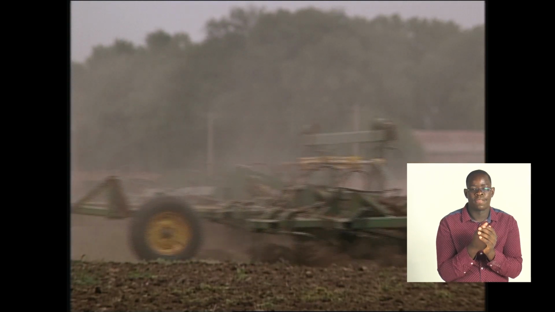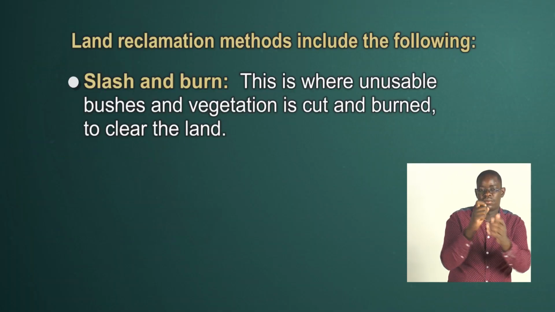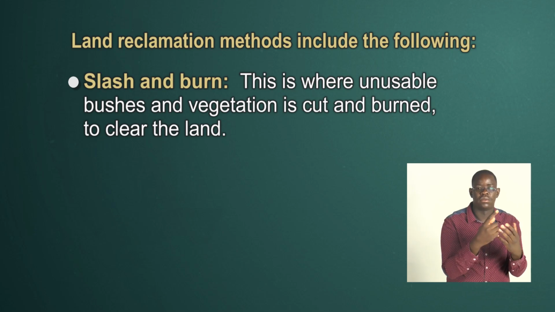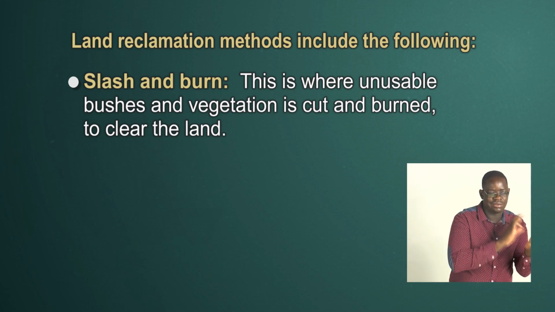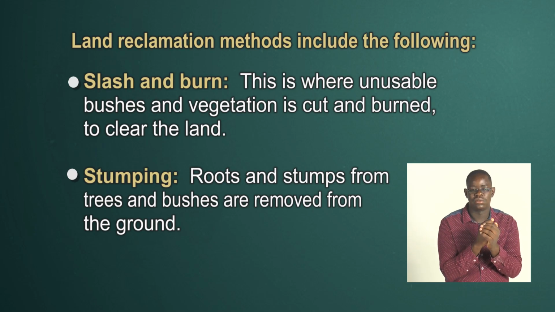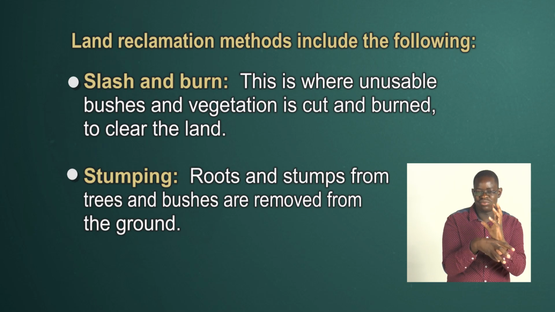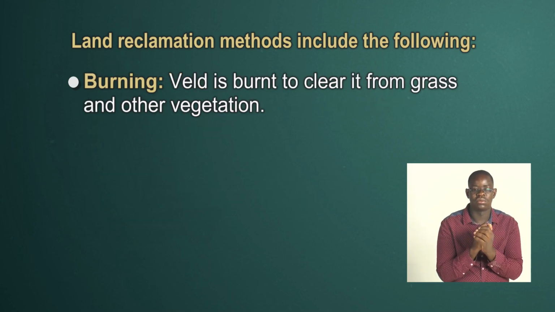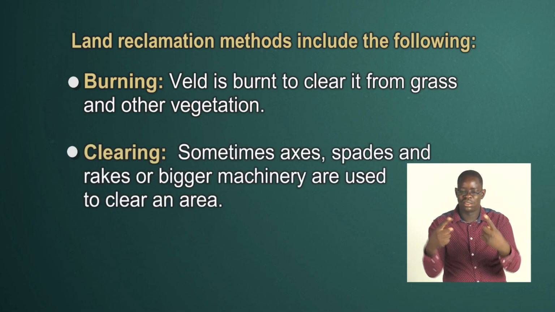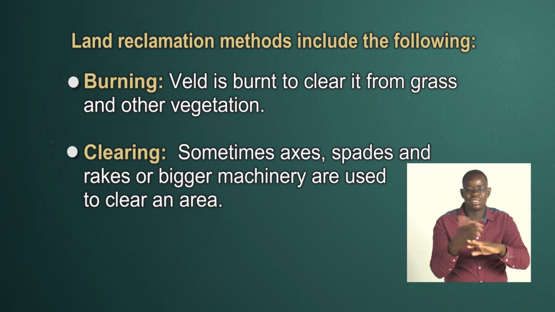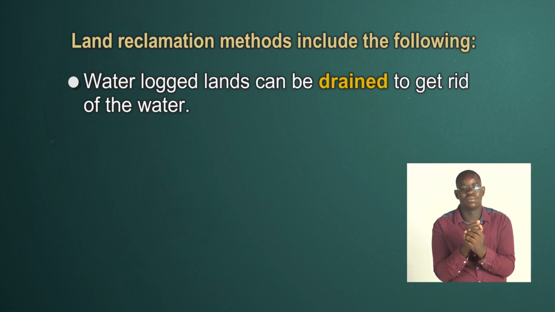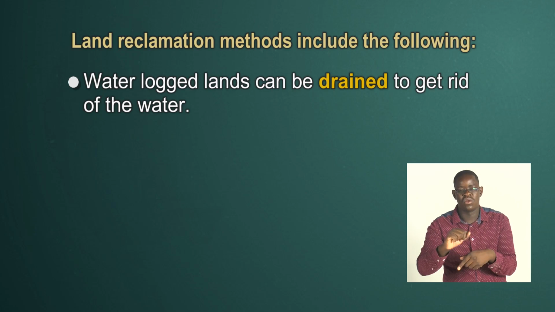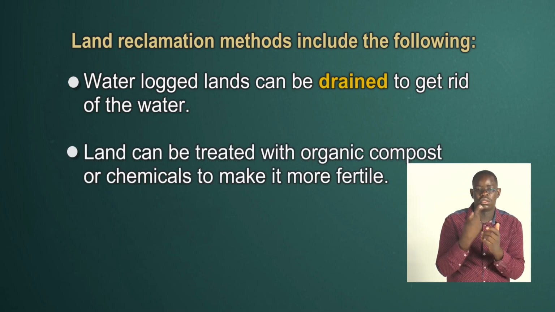Common land reclamation methods include the following: slash and burn. This is when farmers clear bushes or vegetation by cutting and burning them. Stumping. Roots and stumps from the trees and bushes are removed from the ground. Burning. Veld is burned to clear it from grass and other vegetation. Clearing. Sometimes axes, spades, rakes, or bigger machinery are used to clear an area. Waterlogged lands can be drained to get rid of excess water, and land can be treated with organic compost or chemicals to make it more fertile.